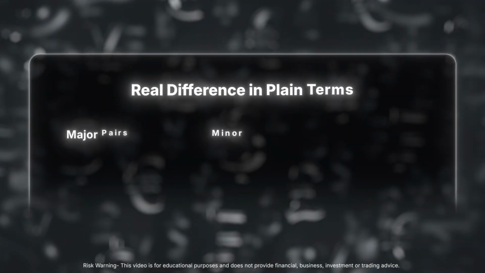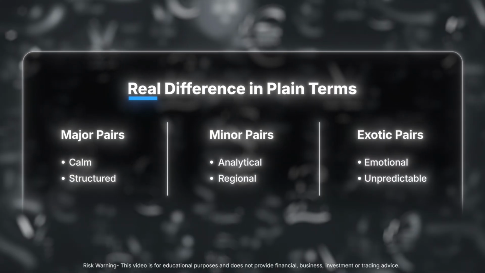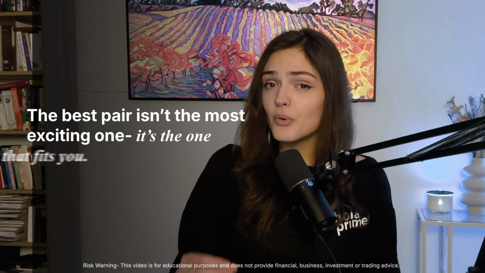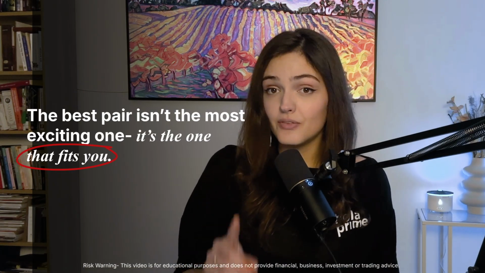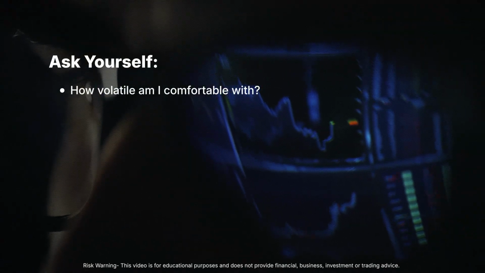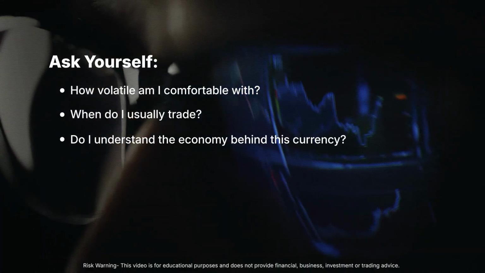Here's the difference in very plain terms. Major pairs are calm and structured. Minor pairs are analytical and regional. Exotic pairs are emotional and unpredictable. And the best pair isn't the most exciting one, it's the one that fits you best. So before choosing a pair, you should ask yourself, how volatile am I comfortable with? When do I usually trade? And do I understand the economy behind this currency?